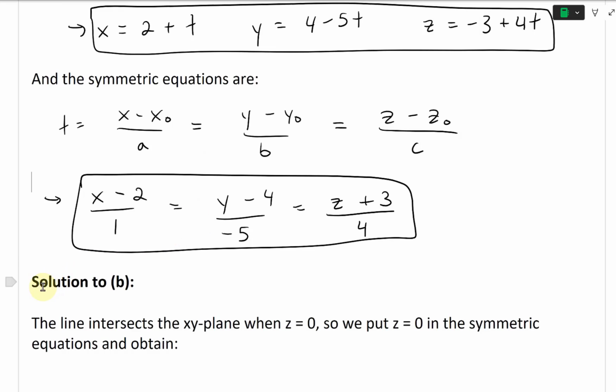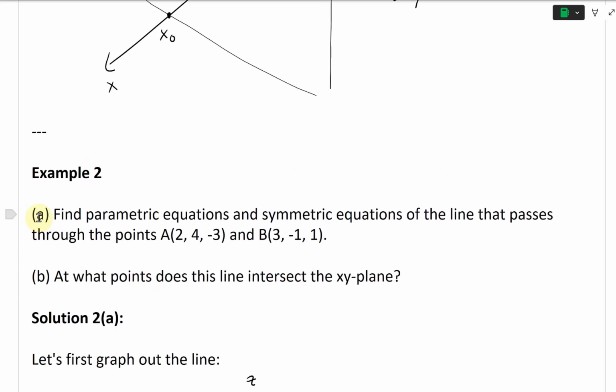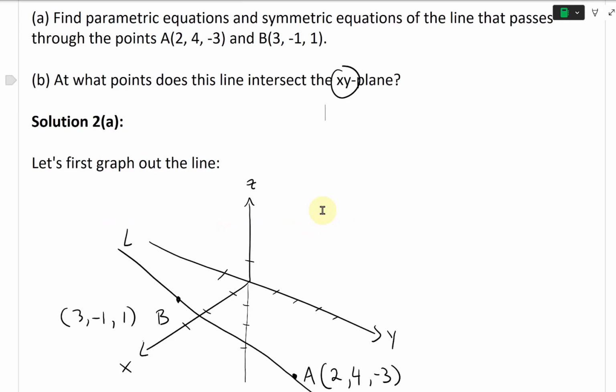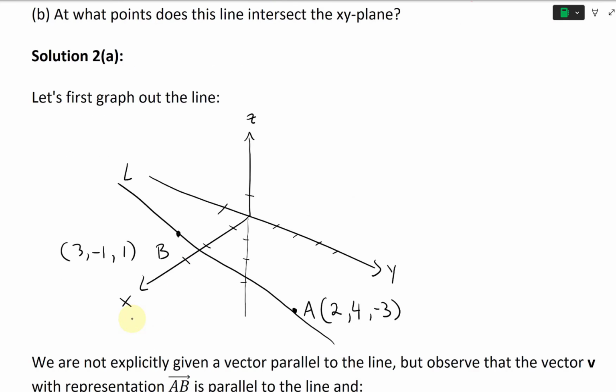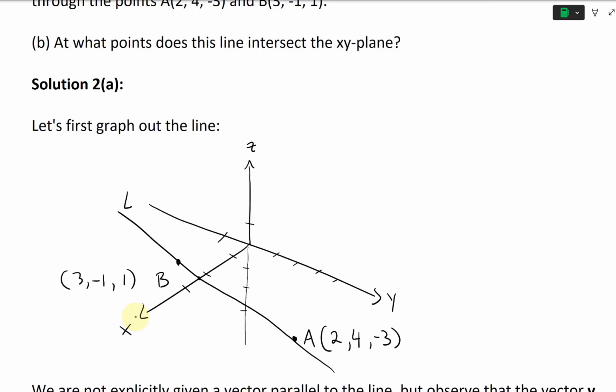Alright, so now let's take a look at the solution to part B. We solved the parametric equations and symmetric equations in part A. Now part B says, at what points does this line intersect the xy plane? That's a key factor. The xy plane is this whole flat section, so to pass through it, z is equal to 0. It's going to be somewhere here, and that's actually the point where it goes through z equals 0.